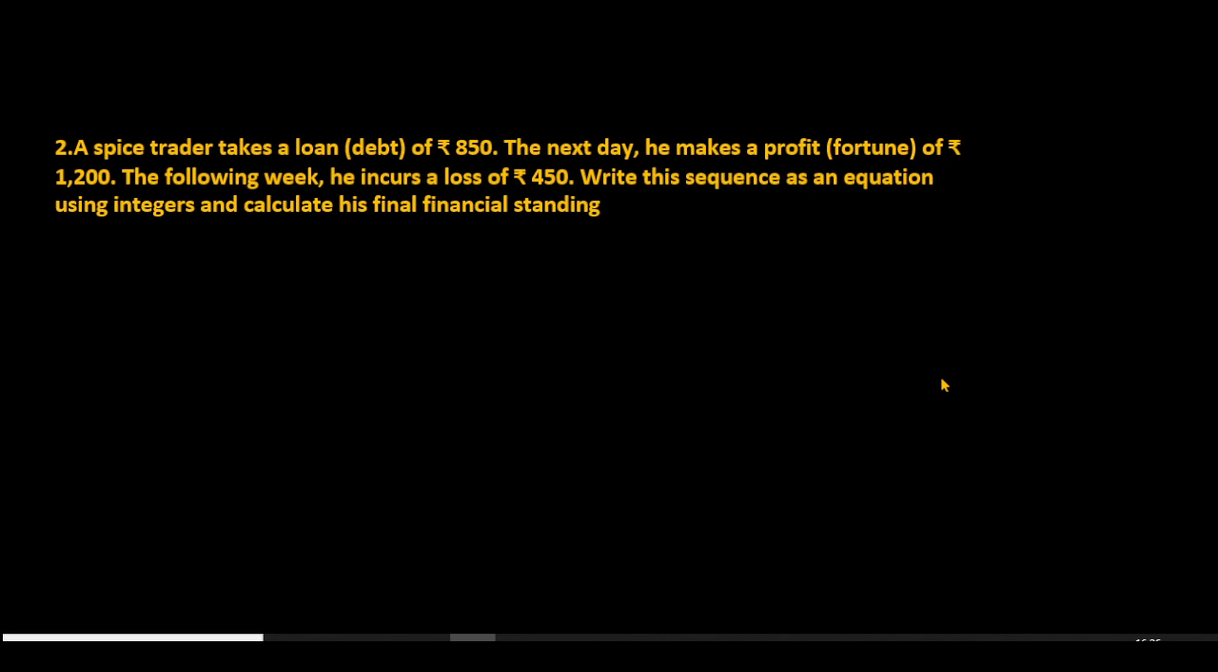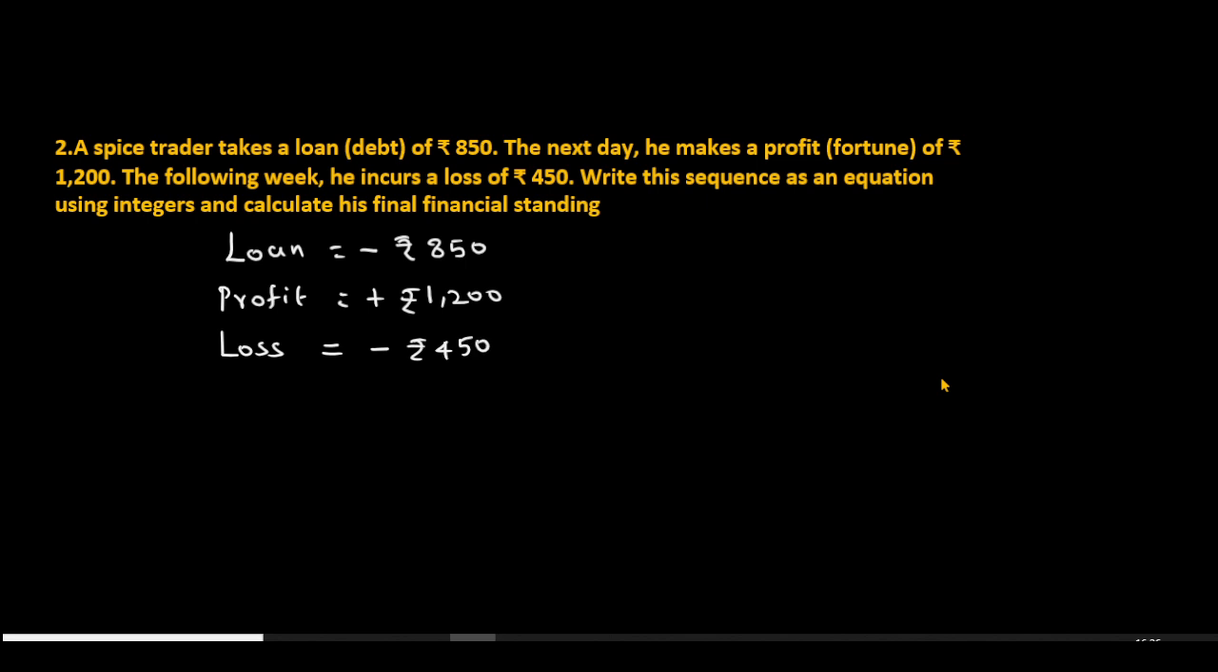That means first loan, which is debt. Debt means we need to subtract, minus rupees 850. The second stage, the next day he is getting profit. Profit means addition, rupees 1200, that is fortune. Fortune means addition. Then the next day loss. Loss also debt, so subtraction, rupees 450. When we are forming a sequence, you will be getting minus 850 plus 1200 minus 450 gives.